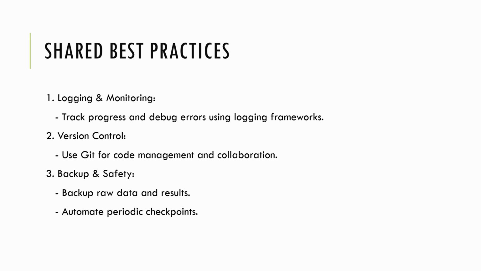Across all project types, there are a few common best practices. Logging and monitoring progress are essential for debugging. Version control using Git helps in code management and collaboration, ensuring that all team members are on the same page. Additionally, backing up raw data and results is vital to avoid data loss, and automating periodic checkpoints will help in keeping track of progress.